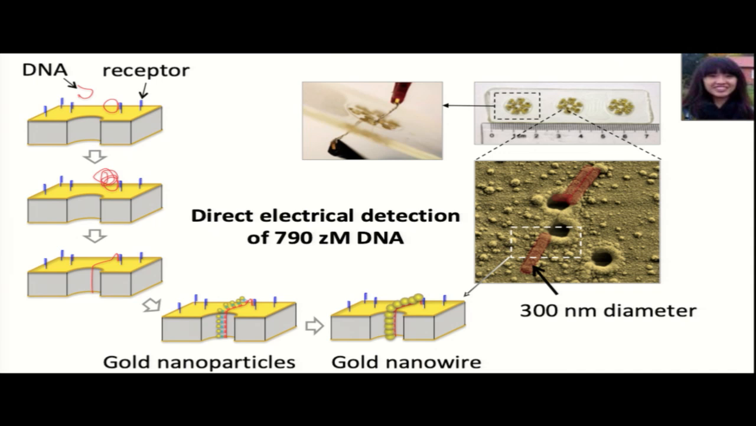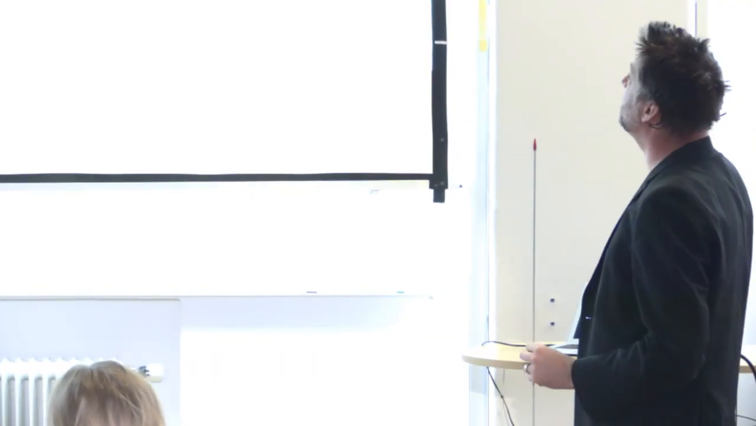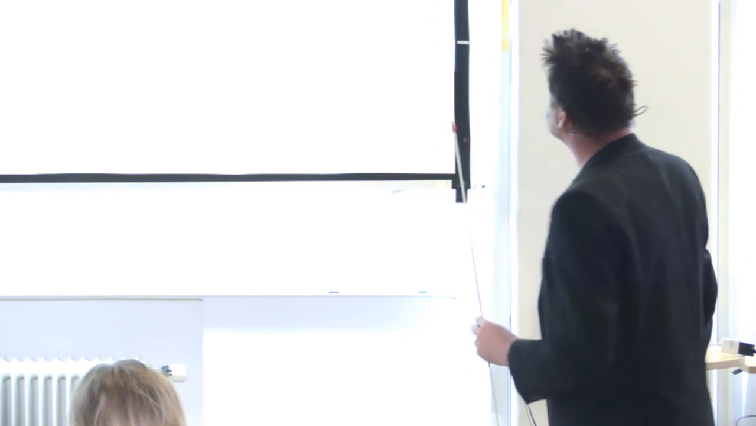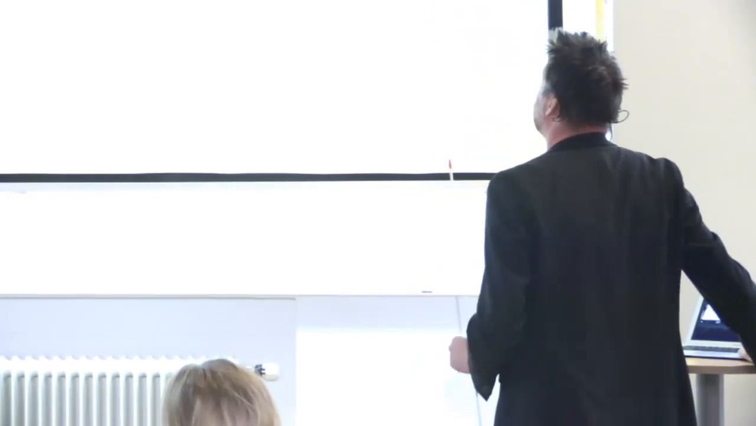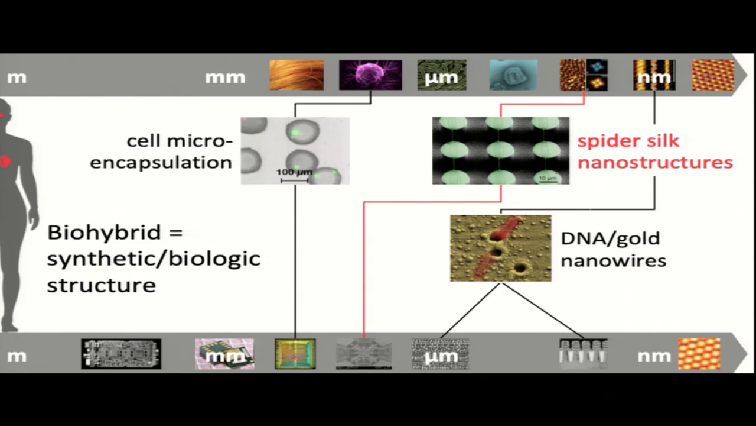So, that was the second example. The third example of structures we make is spider silk nanostructures. And again, I will start with a movie.